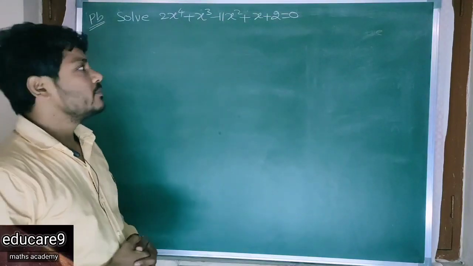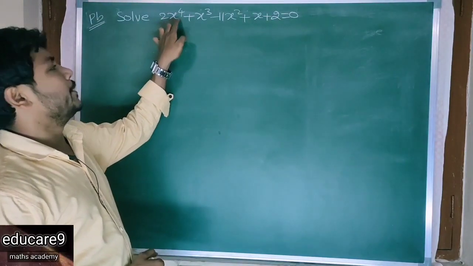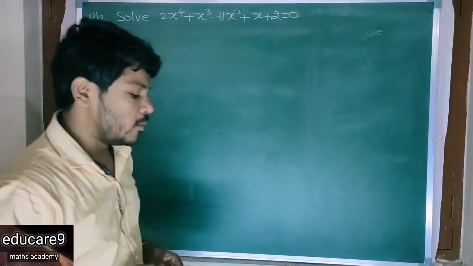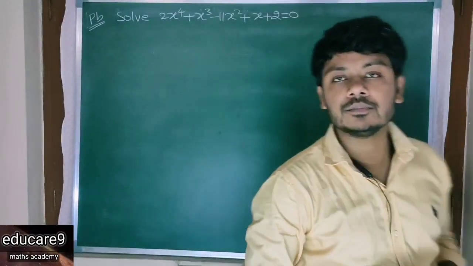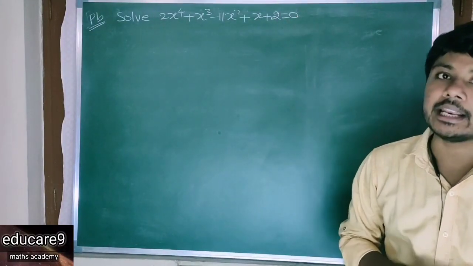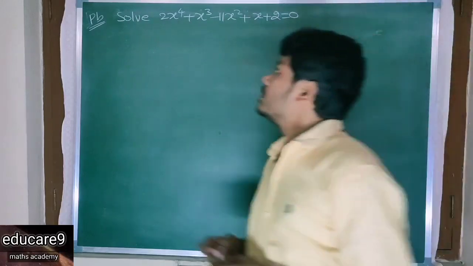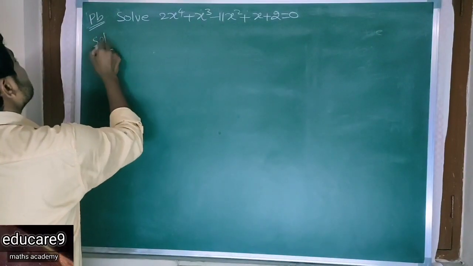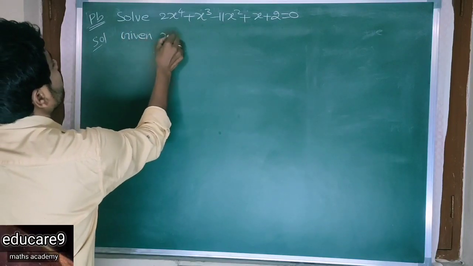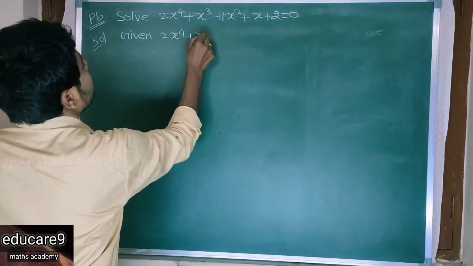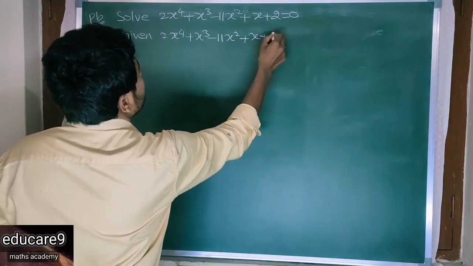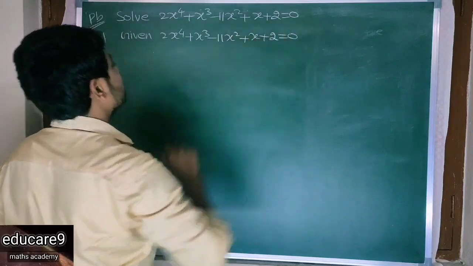So next problem. Solve 2 into x to the power of 4 plus x cube minus 11x square plus x plus 2 equals to 0. So we have to solve this 4th degree equation. See here, given 2x power 4 plus x cube minus 11x square plus x plus 2 is equal to 0.